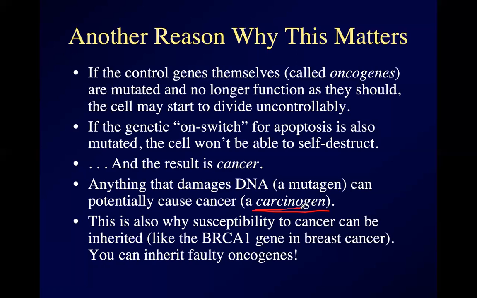And this, by the way, is why you can inherit a susceptibility to certain types of cancer. Women with certain alleles for a gene called BRCA1 have an increased risk of breast cancer. And this is the kind of thing that you can get genetically screened for if you've got a family history of it. And the simple reason is you can inherit oncogenes that are not functioning quite as they should. And that's why some types of cancer run in families.